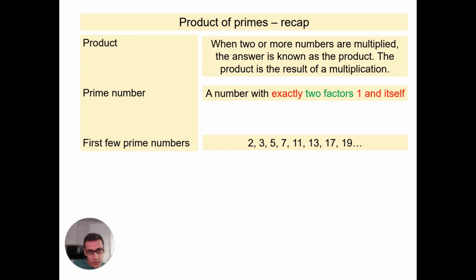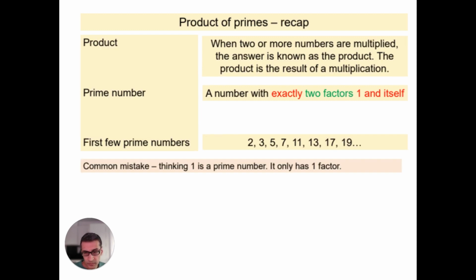So you should have got 2, 3, 5, 7, 11, 13, 17, 19, and they go on forever. Now, a common misconception or mistake is people get confused with the 1. You have to remember that 1 is not a prime number because it only has one factor.